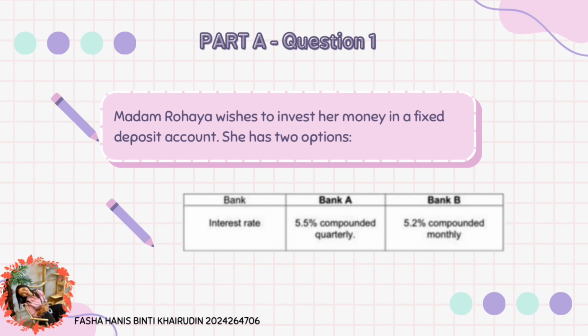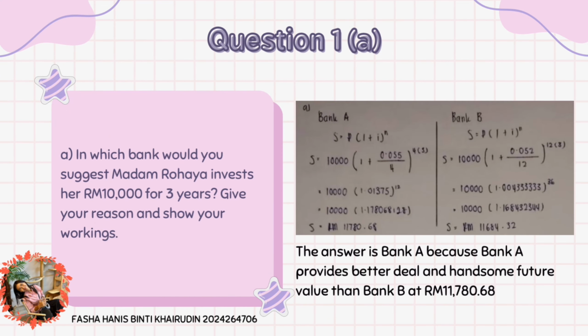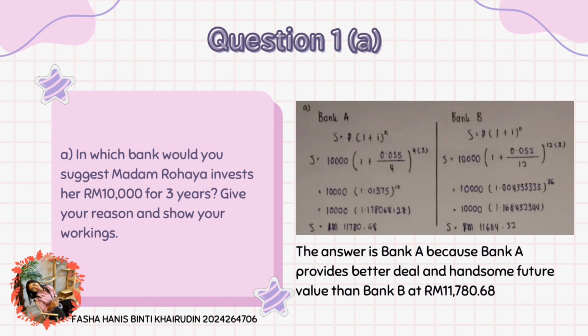Let's begin to answer all the questions. Part A, Question 1. Madam Rohaya wishes to invest her money in a fixed deposit account. She has two options, which are Bank A and Bank B. Bank A has an interest rate of 5.5% compounded quarterly. Meanwhile, Bank B has an interest rate of 5.2% compounded monthly. Question 1A. In which bank would you suggest Madam Rohaya invest her 10,000 ringgit for 3 years? Give your reason and show your workings.